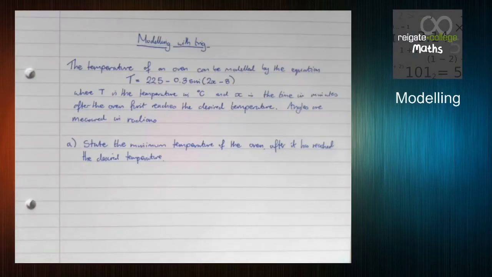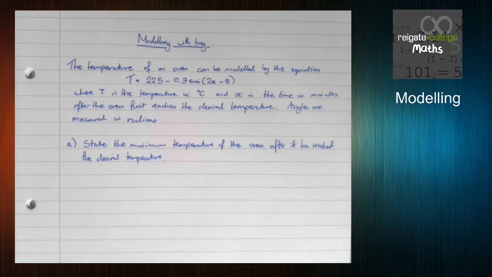So take this example for instance. The temperature of an oven can be modelled by the equation given there, where capital T is the temperature in degrees C, and x is the time in minutes after it first reaches the desired temperature. So if you think about when you turn your oven on, it gets to the desired temperature, you put your food in. If you watch it, it doesn't stay at that temperature. Sometimes the light will come on to say it's not there yet, and sometimes the light will go off. The temperature of the oven will fluctuate slightly, so we're using this very simple model to talk about that.